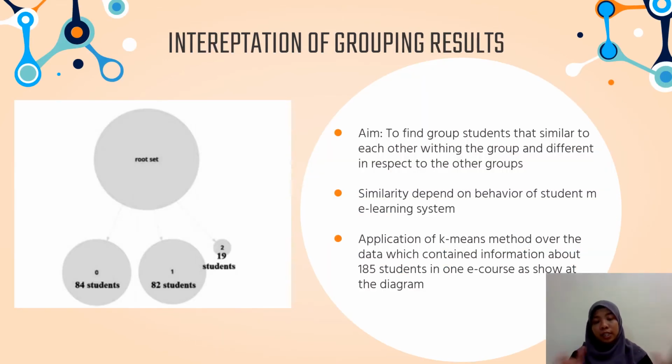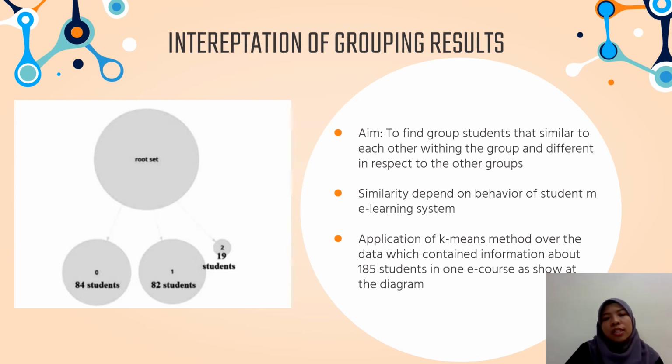In this section, we will look at the interpretation of the grouping result. The aim of grouping the students was to find groups of students who were similar to each other within the group and different with respect to the other groups. The similarity depends on the behavior of the students in an e-learning system during the semester.